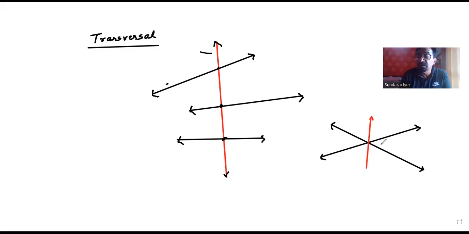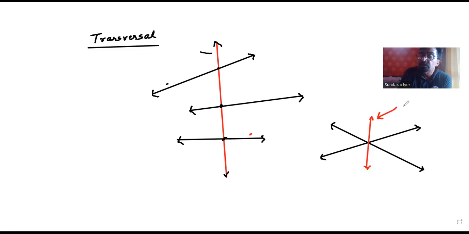No. Because what is this red line doing? It is intersecting both coplanar lines at the same point. Therefore the red line is not a transversal. Whereas here, the red line is intersecting the three coplanar lines at distinct points, at different points. So what will I call the red line here? Transversal. Here, the red line is not a transversal.